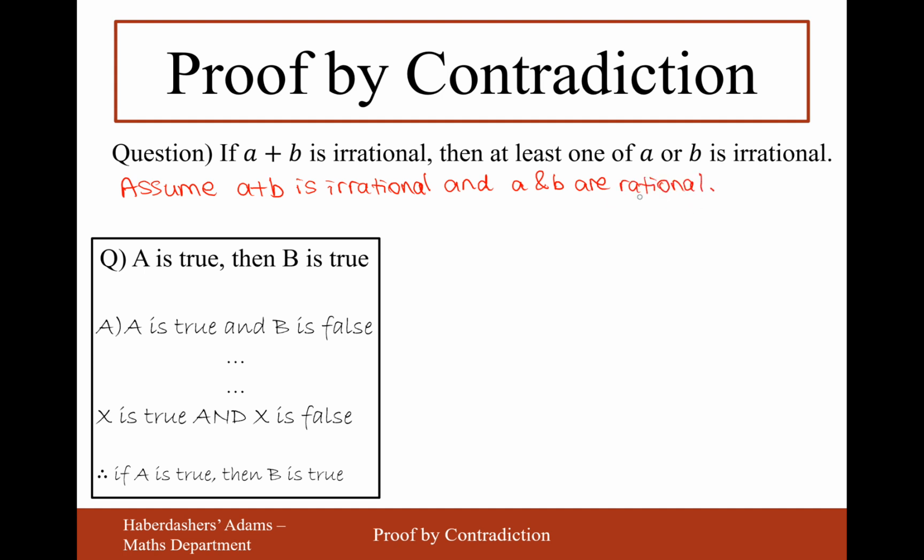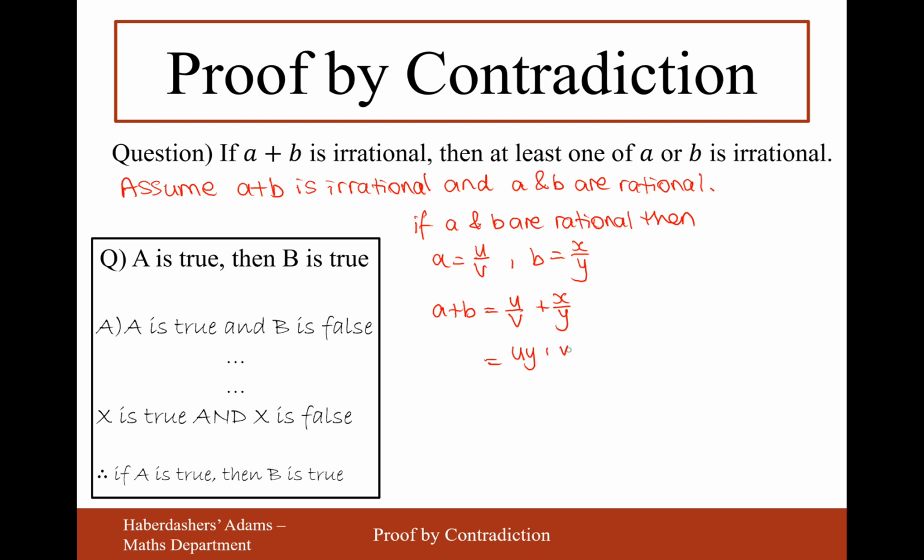Because that is the opposite statement to at least one of A or B is irrational. So if A and B are rational, then A we can write as U over V, and B we can write as X over Y. Then A plus B will equal U over V plus X over Y, and we can simplify that together, UY plus VX over VY, which is rational.